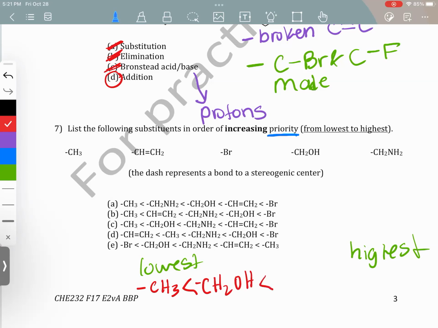And after that comes the CH2NH2. Now, why do you think the nitrogen comes after the oxygen here, even though oxygen is more electronegative? Because as electronegativity increases, size decreases.